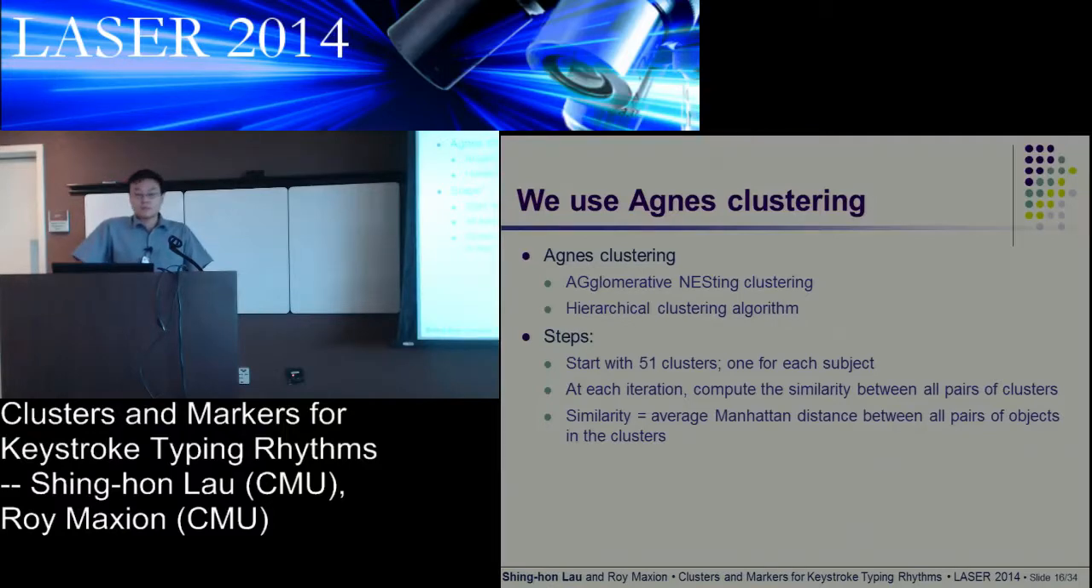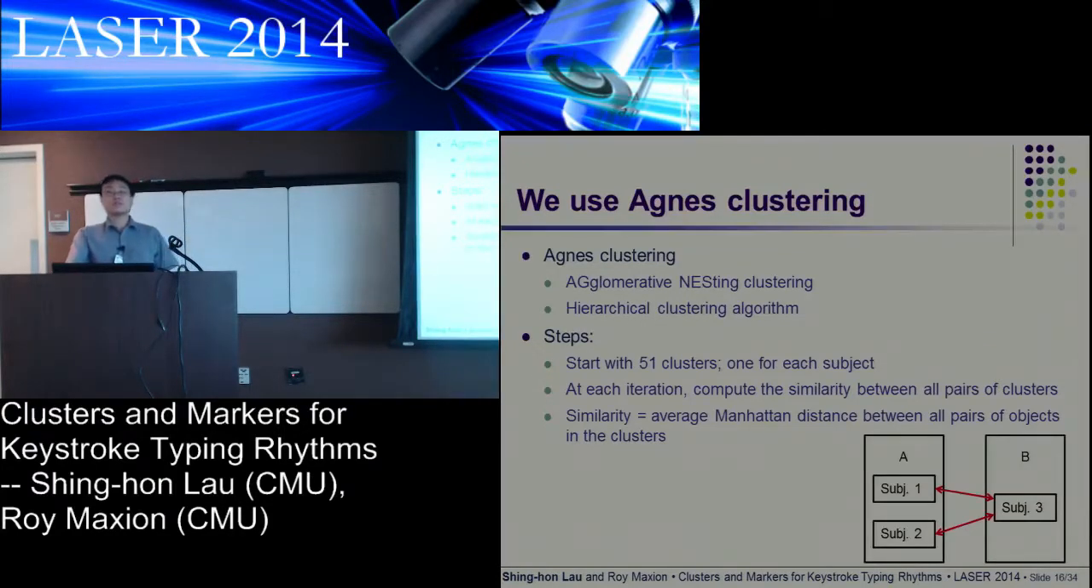Then we iterate. At each iteration, we compute the similarity between all pairs of clusters. The similarity is defined here as the average Manhattan distance between all pairs of objects in the clusters. Just to give you a quick example, let's say we have 2 clusters, A and B. Cluster A has subject 1 and subject 2. Cluster B has subject 3. Well, we have 2 pairs of objects here, the pair of 1 and 3 and the pair of 2 and 3. To compute the similarity, we compute the Manhattan distance between 1 and 3, and between 2 and 3, and we take the average.